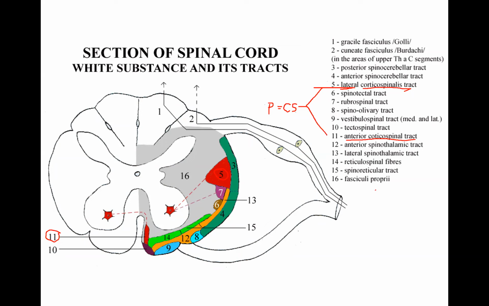So it goes from, this is a brain, yeah, and the cortex of the brain. It goes down, crosses, and continues. So this is the first neuron. Here is the second neuron. The first neuron is area 4. First neuron, second neuron.